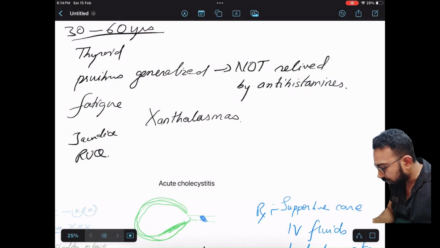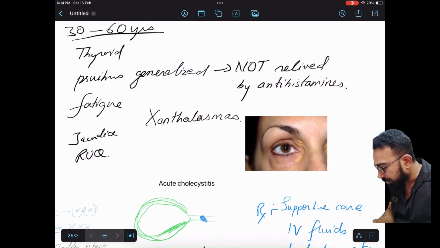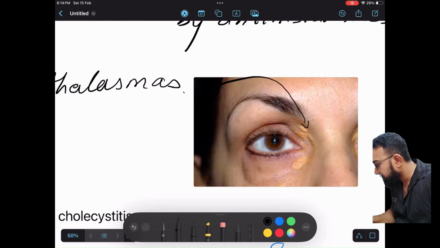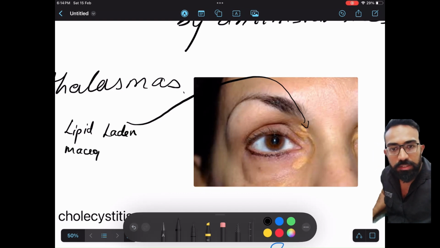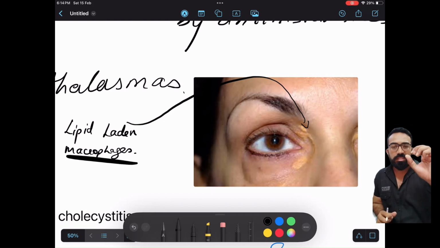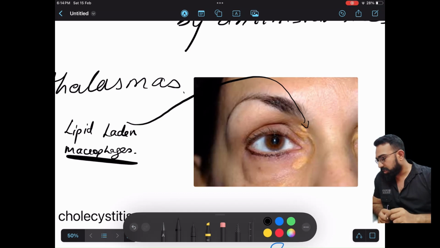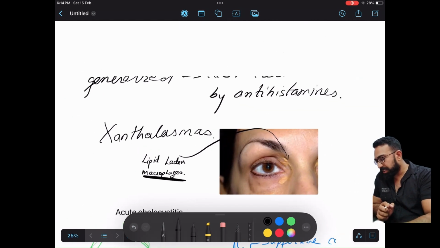This is what a xanthelasma is. These are lipid laden macrophages. To say it in simple words, this is the extra cholesterol, and the lesion is because of the extra cholesterol that is there in the body. If you see this in the patient, you say that this patient is suffering from high lipid levels, high cholesterol levels, something like that. Now, what do you do in such a patient?